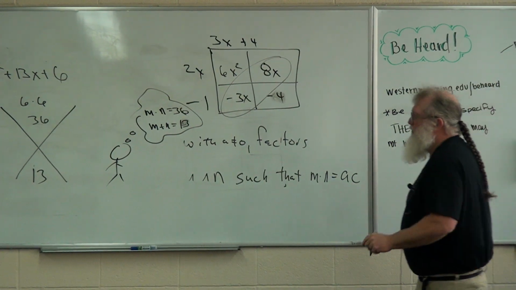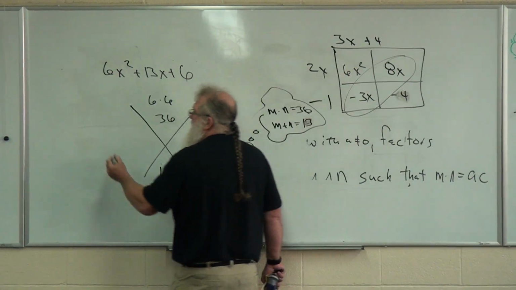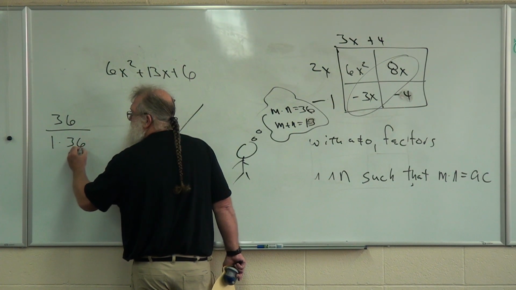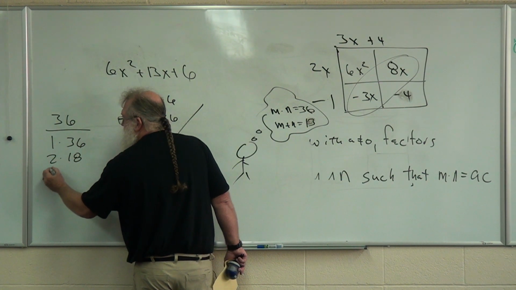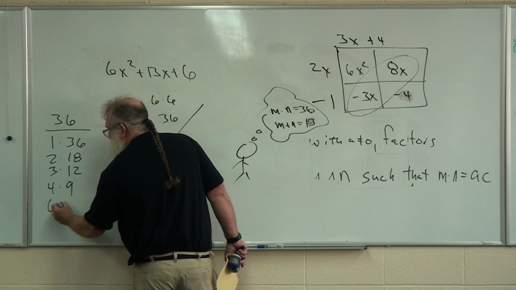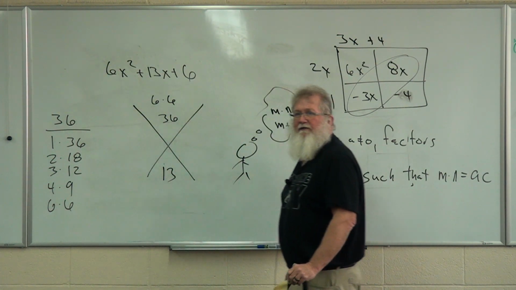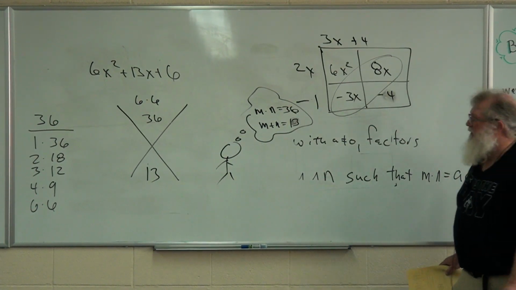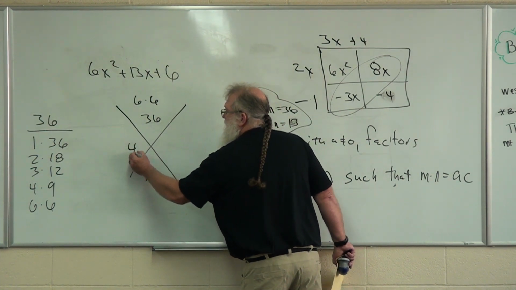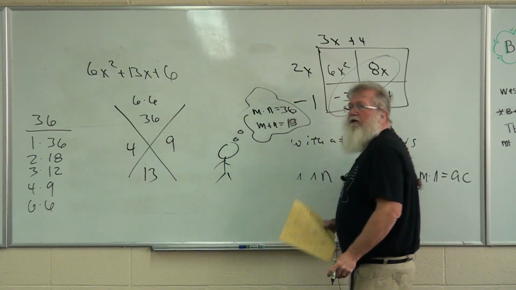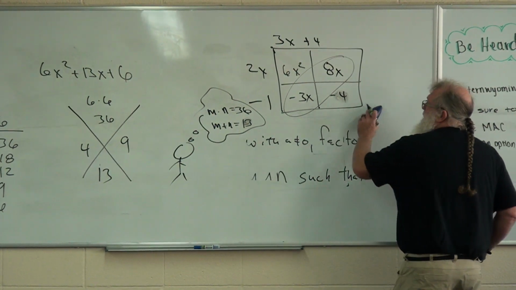If you have to, you could come over and write down the factoring of 36. 1 times 36, 2 times 18, 3 times 12, 4 times 9, 6 times 6. Do any of those add up to 13? Yeah, 4 and 9 do, right? 4 times 9 is 36, and 4 plus 9 is what? 13. So let's build our box now.